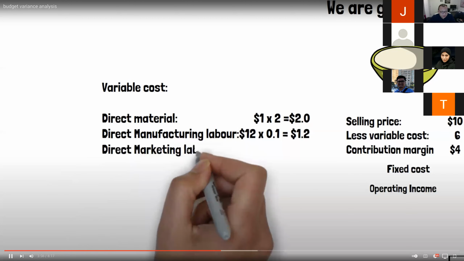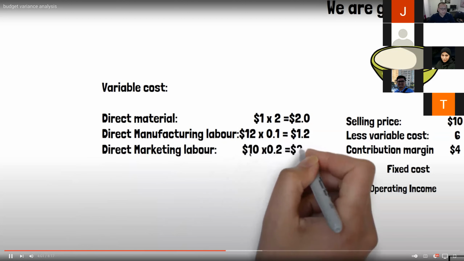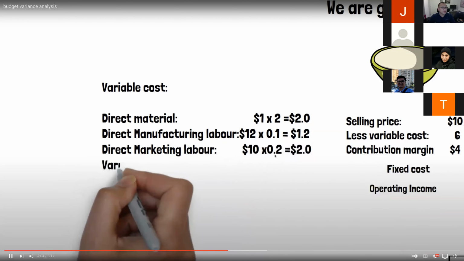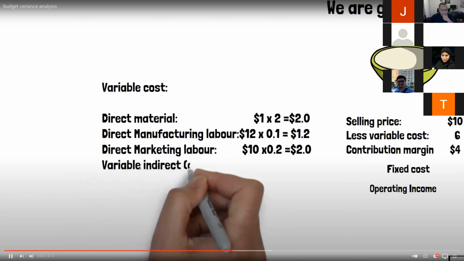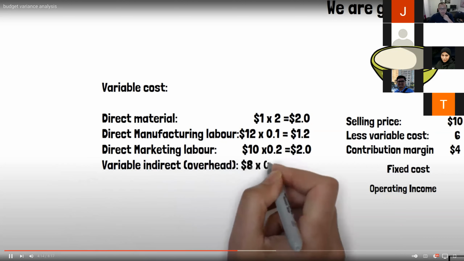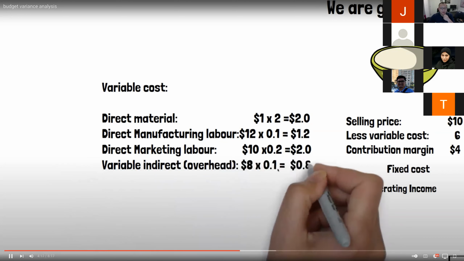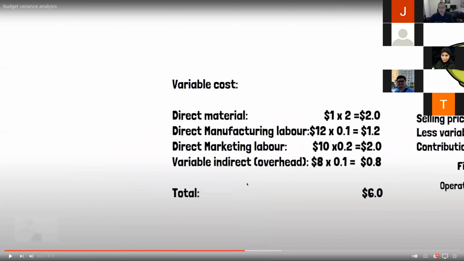Direct marketing labor. We pay the marketing people $10 per hour, and it takes them 0.2 hours to sell it. So that's $2. And the variable indirect overhead is $8 times 0.1 hours, so that's $0.8. So in total, that's $6, because remember, in the very beginning, the selling price is $10 and the variable cost is $6.